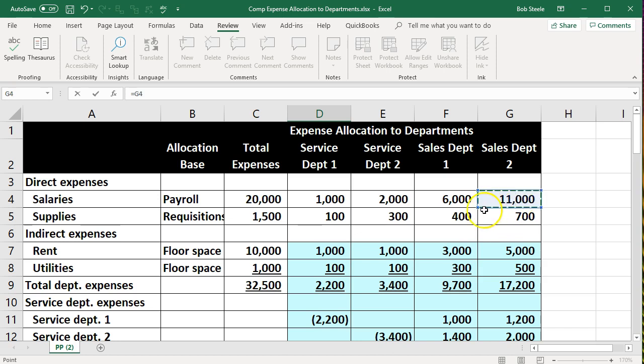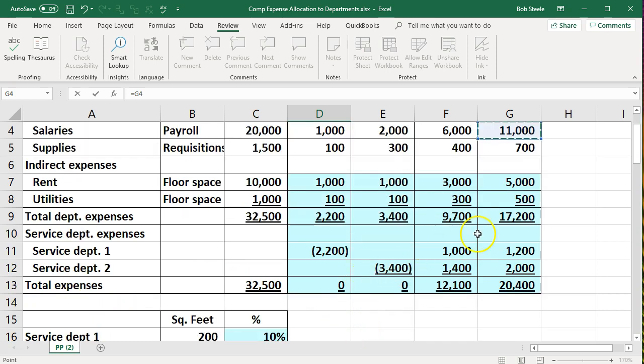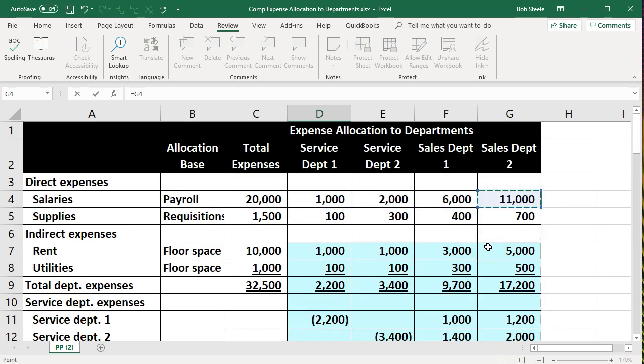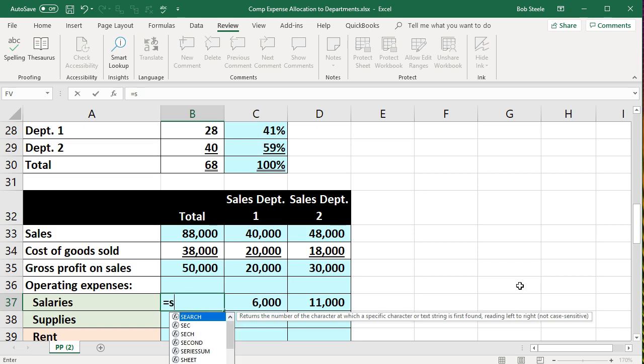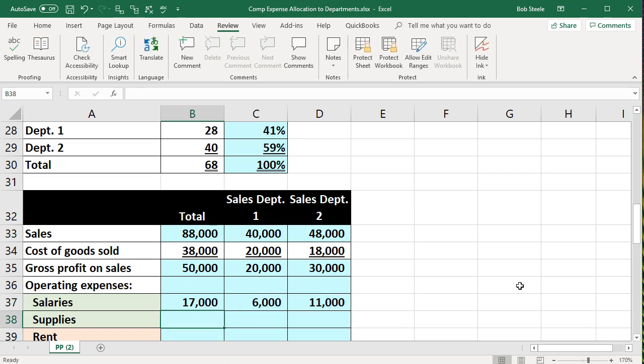And now you might be thinking, well, what about these other service departments? Remember that we allocated out the total of those service departments to the sales departments. So we did take care of those. We've included these two amounts in the sales totals, basically at the end of our worksheet. So then we could total that up. So we'll say equals the sum of these two items.